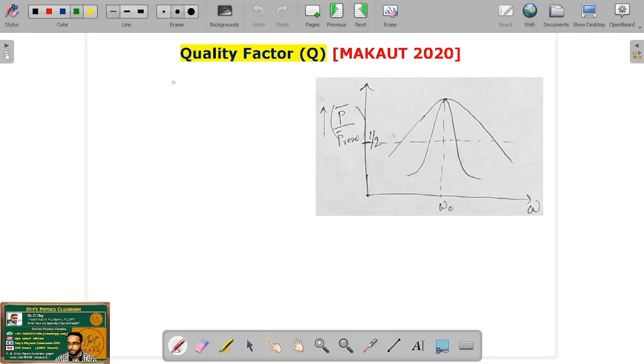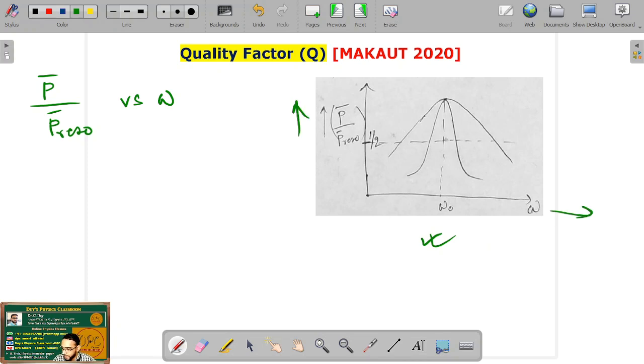Next, we will discuss quality factor, which is denoted as Q. Now quality factor is a measure of sharpness of resonance. Now if we plot the ratio of average power to the power at resonance versus frequency of the driving force, then the graph will look like this figure. Here we have plotted P bar by P bar resonance along the y axis and frequency along the x axis.